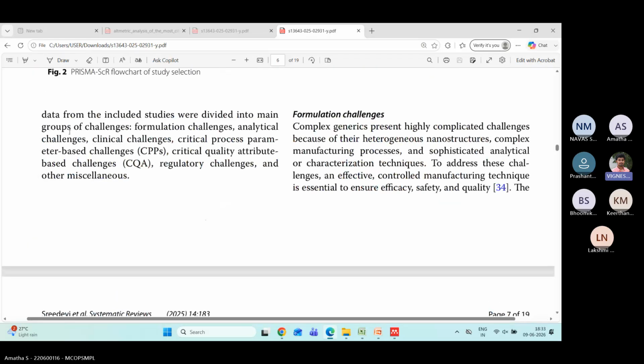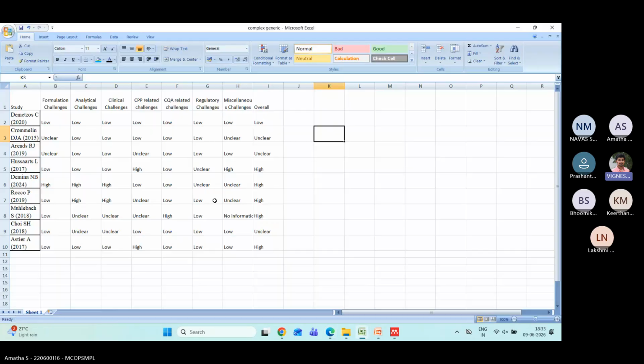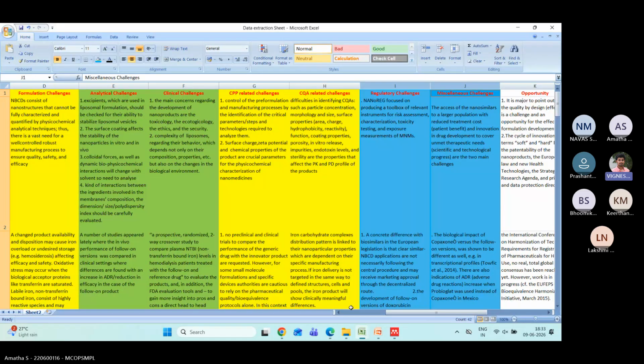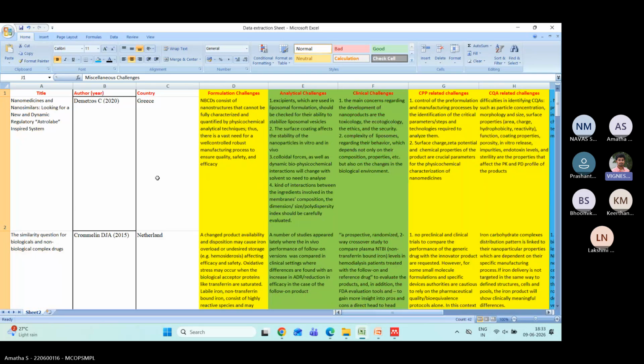Then, what are the barriers identified? This is the first Excel sheet that I have shown. So formulation is one barrier, analytical is one barrier, clinical is one barrier, critical process is one barrier. This is the main characteristics of the study. When you are making your Excel sheet, the first 3-4 columns should be the characterization columns. Here I added the author name, country name; you can add anything, but you have to explain it in the result portion.